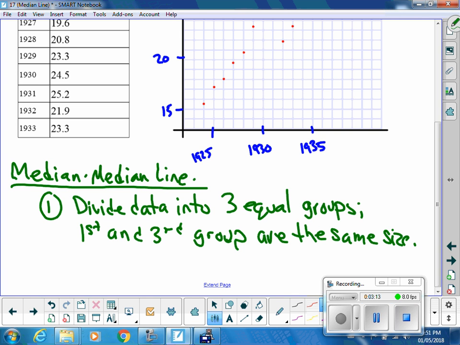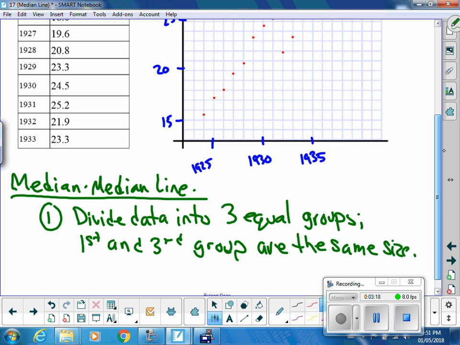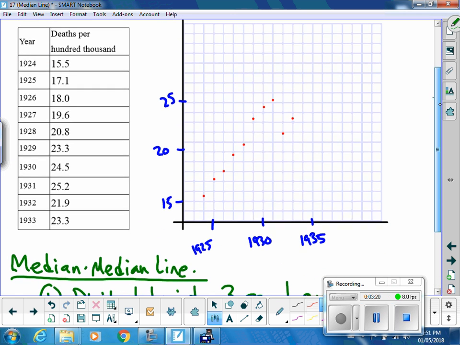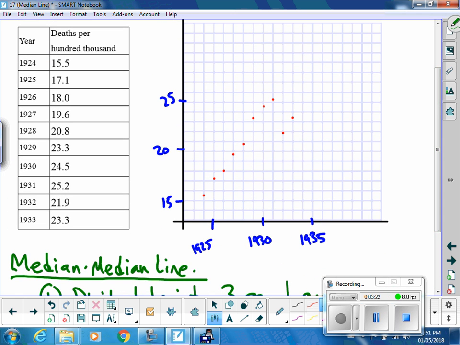So if we scroll back up to our list here, we have 10 entries. 10 divided by 3 is 3 1/3. So I'm going to have 2 groups of 3 and 1 group of 4 to equal 10. The 2 groups of 3 need to be the ones on the outside, so I'm going to split up my data here, and I'm going to split up my data there. If there were, say, 11 entries, I would do 4, then 3, and then 4, so the first and the last are the same size.